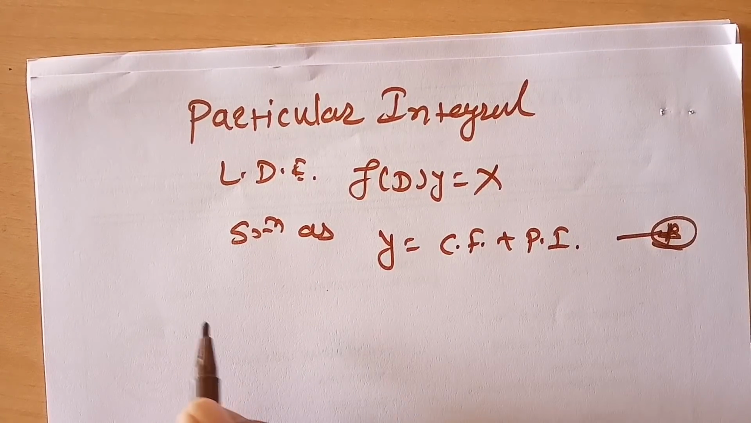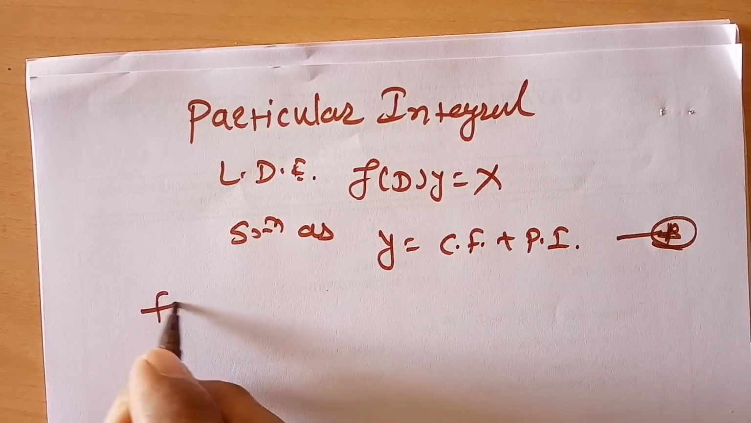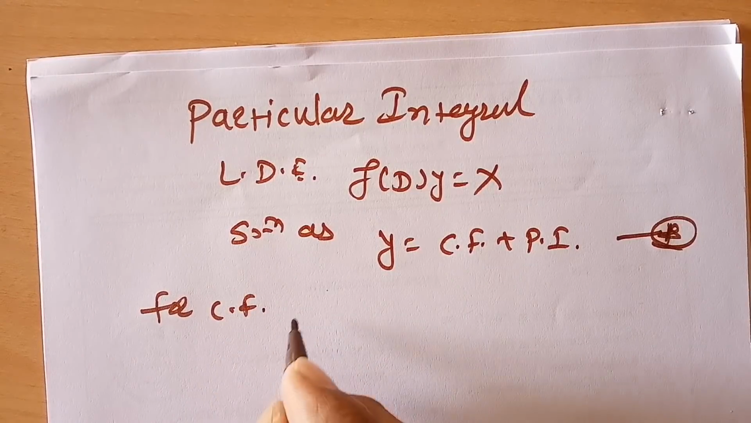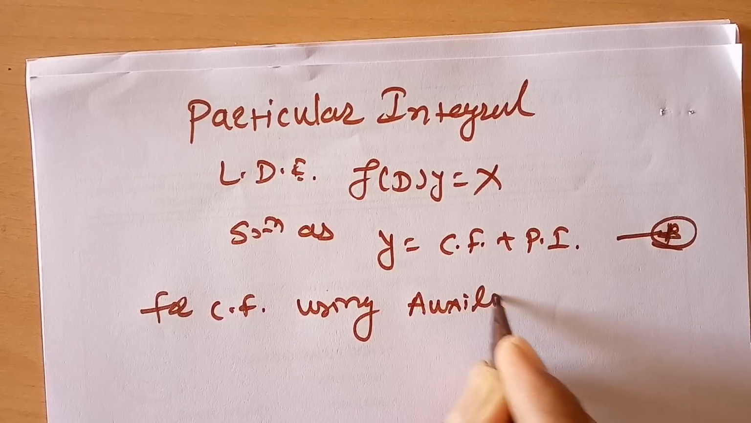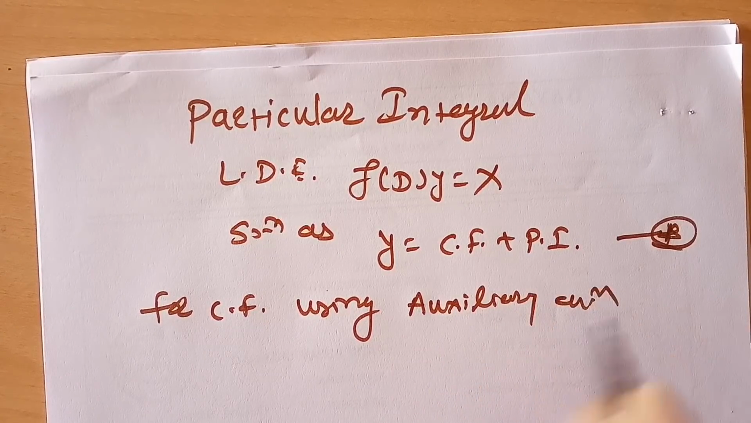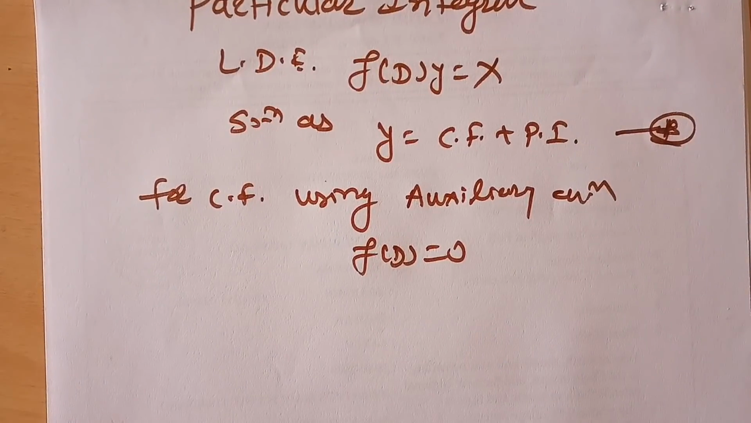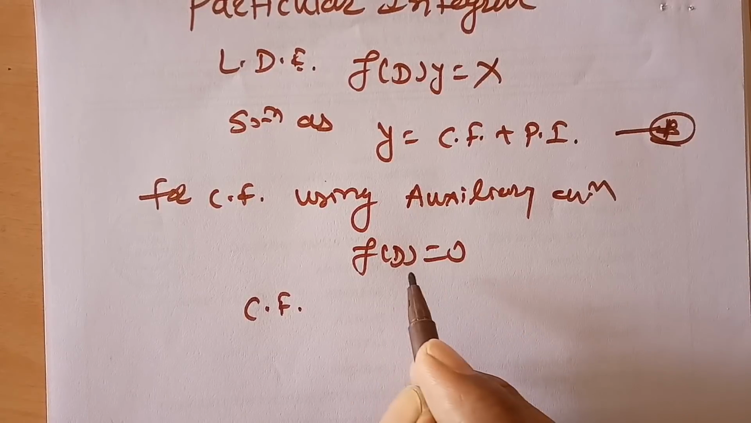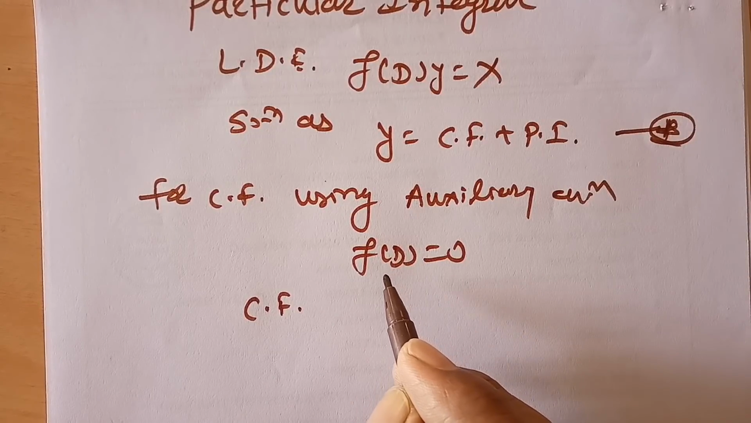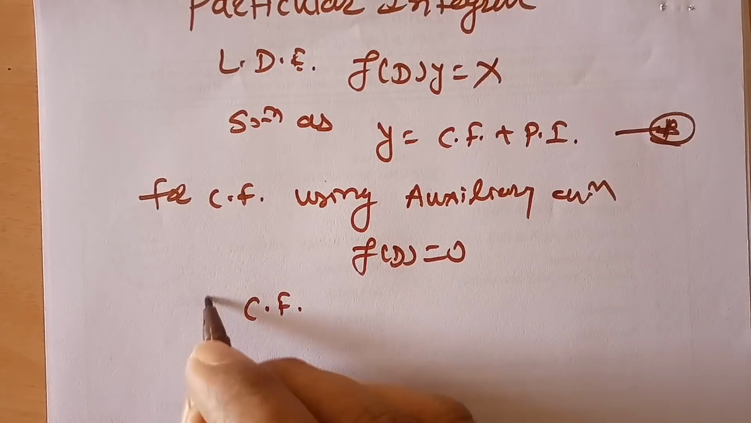Till now we know how to find this CF. For CF we are using the auxiliary equation. This auxiliary equation is f of D equal to 0, and using the roots of this auxiliary equation we can decide CF. Here we find the roots depending on their condition: real and distinct, real and repeated, and complex. Using that we can find CF.